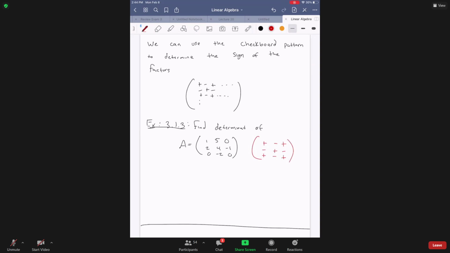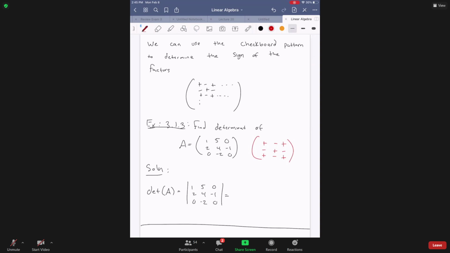So now I can expand along any row and any column. So which one would I want to expand by? Third row. Yeah, the third row, right? Because it has 2 zeros. So basically, what's going to end up happening is this. The determinant of A, which is 1, 5, 0, 2, 4, negative 1, 0, negative 2, 0. Well, I'm going to expand around the third row.